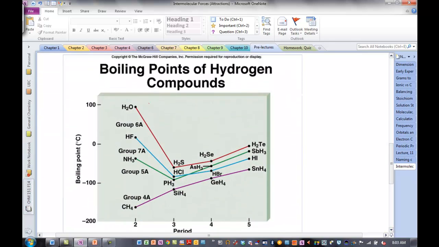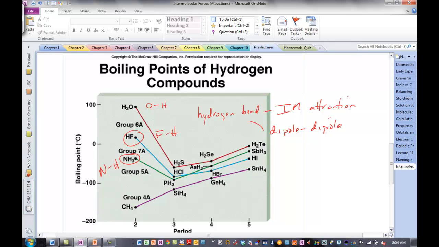If your molecule contains an OH, an FH, or an NH bond, you're going to have a particularly strong type of dipole-dipole attraction called a hydrogen bond. And I hate the name hydrogen bond because it's not a bond. It's still an intermolecular attraction, between molecules. So, how does one water molecule attract another? It's not a covalent bond or an ionic bond. It's an attractive force between molecules. We call this particularly strong dipole-dipole attraction a hydrogen bond.